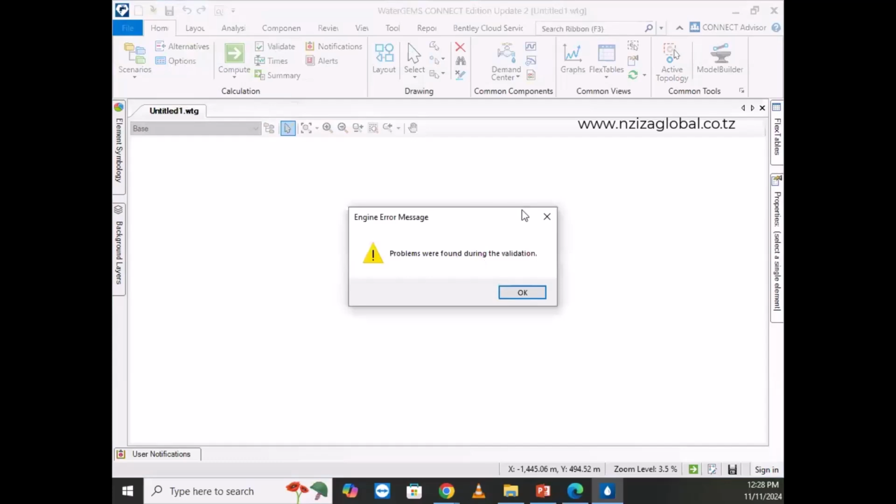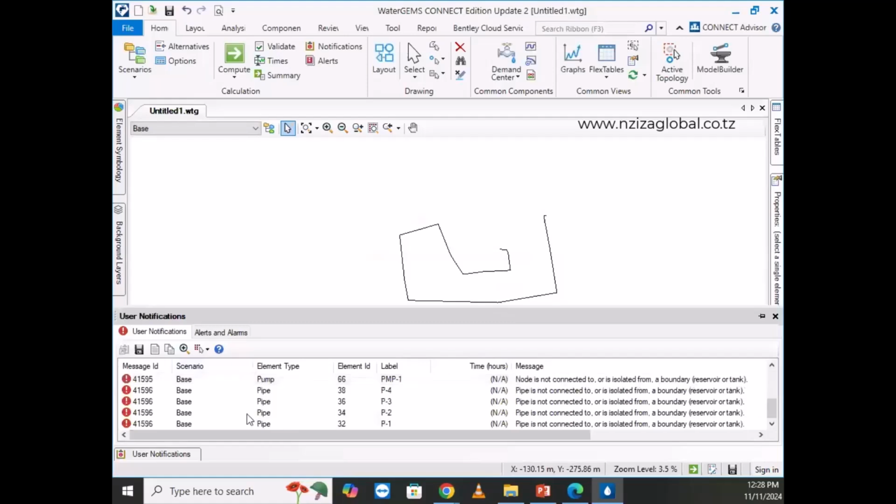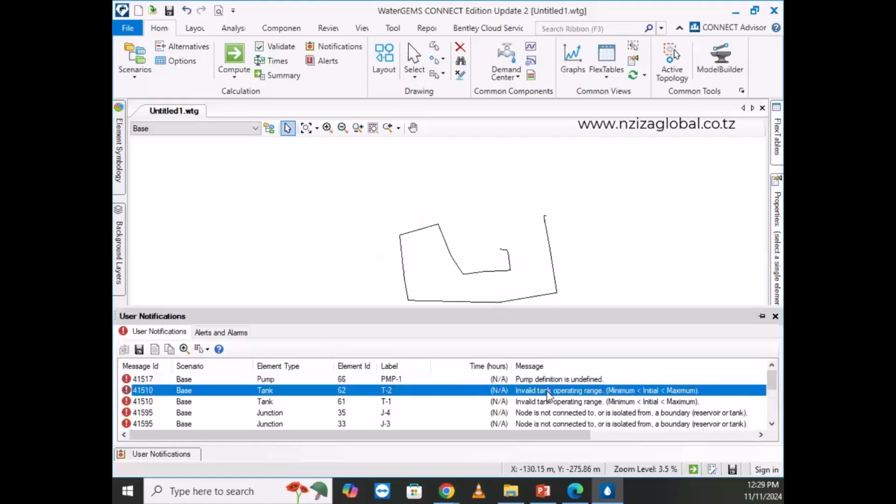You see, they are telling you there were problems during validation. You click okay, and you see those problems in your system. They are telling me problems on the pump, problems on tanks, problems on nodes. You have to solve all of those problems before validating your network. When your network is validated, that is where you start computing. You understand where the work is? The first work is to validate your network.